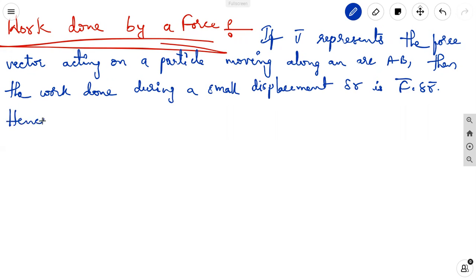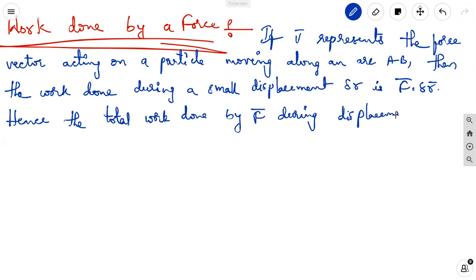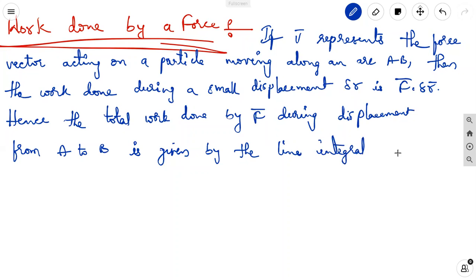Hence, the total work done by force vector F during displacement from A to B is given by the line integral from A to B of F vector dot dr vector. You should remember, work done by a force is nothing but the line integral from the limits A to B of F vector dot dr vector.